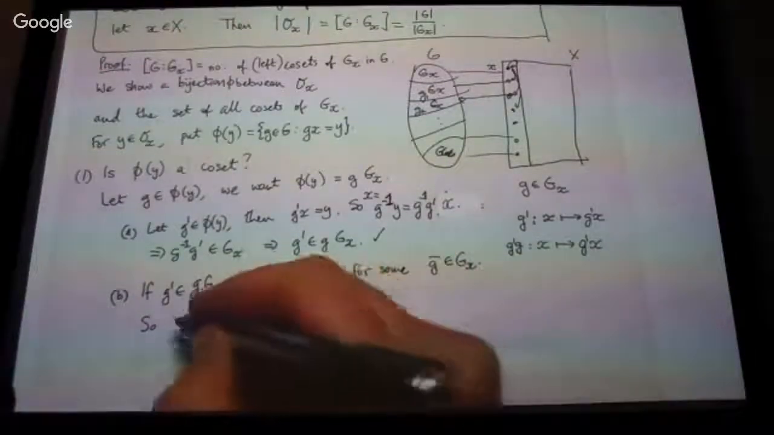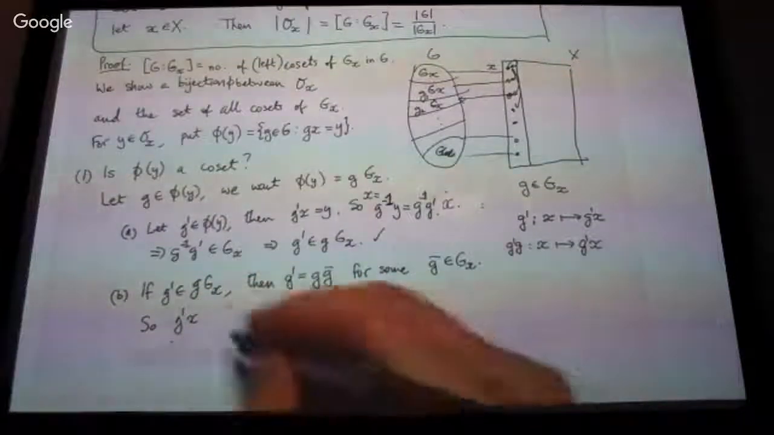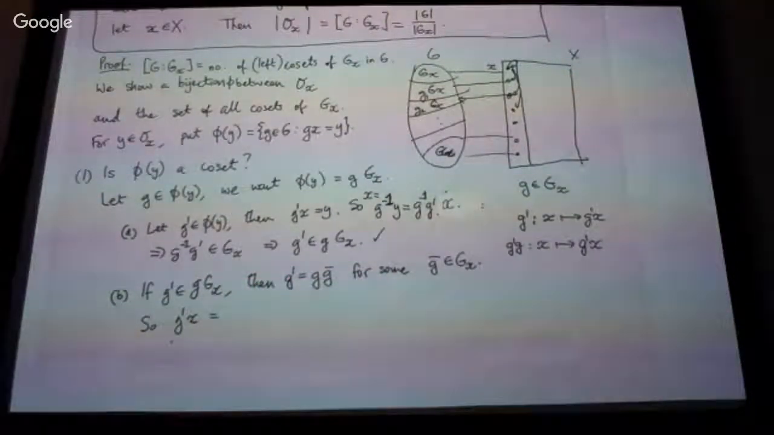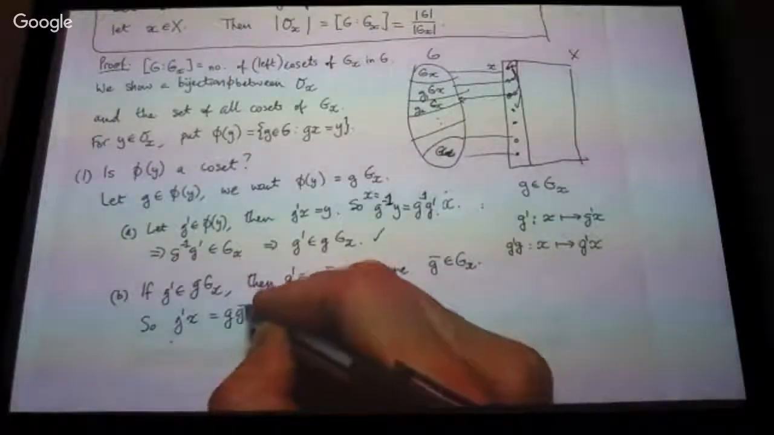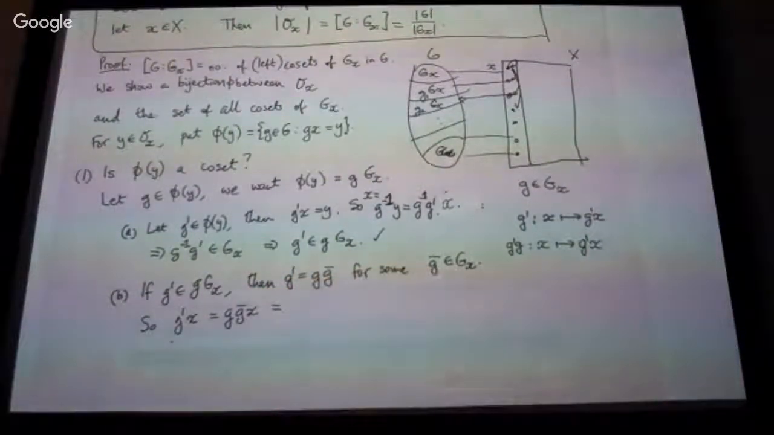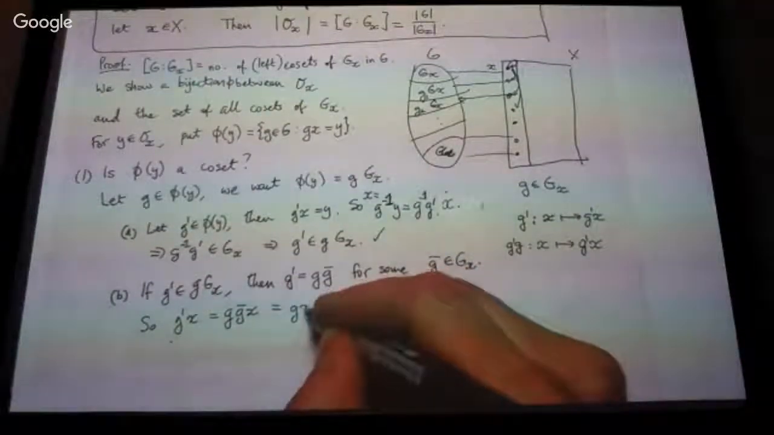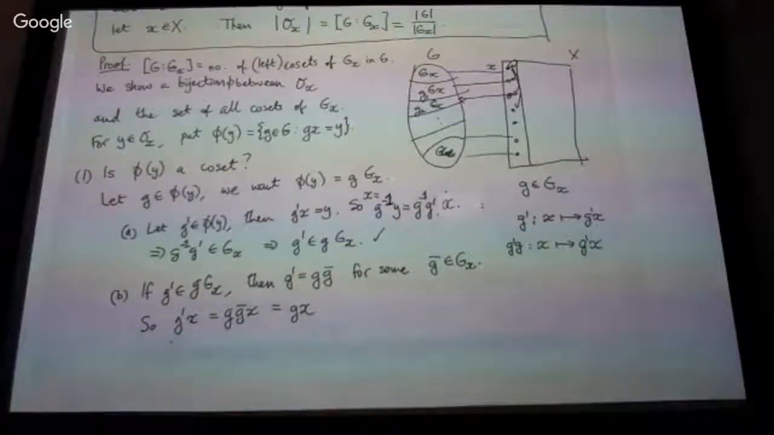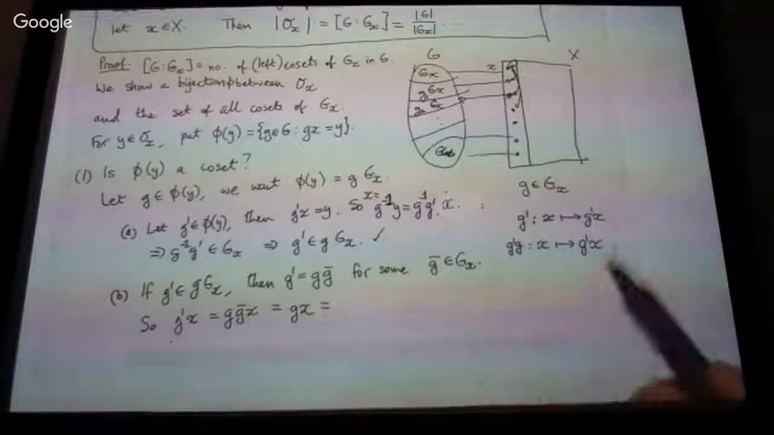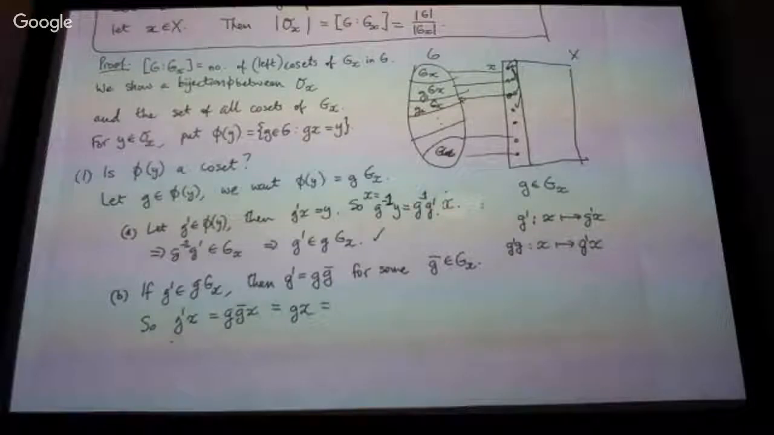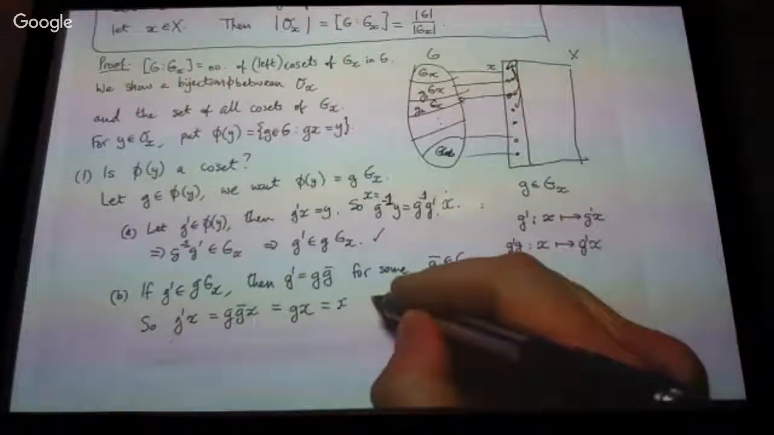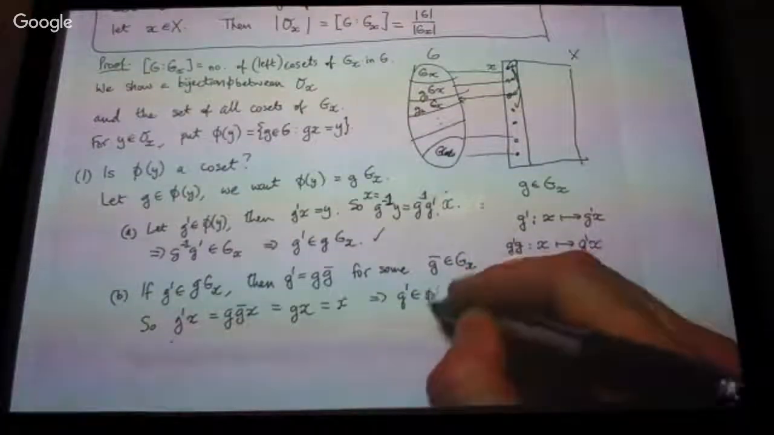So now I'm looking at what g dash does to x, because that's what I want to show is y. So I rewrite it as g g bar x. Now what is g bar x? It's x, because g bar is in the stabilizer, so this is the same as gx, and gx is the thing that was defining phi y. So g is in phi y already, we already know that. So this is y, and therefore g dash is in phi of y. Good.